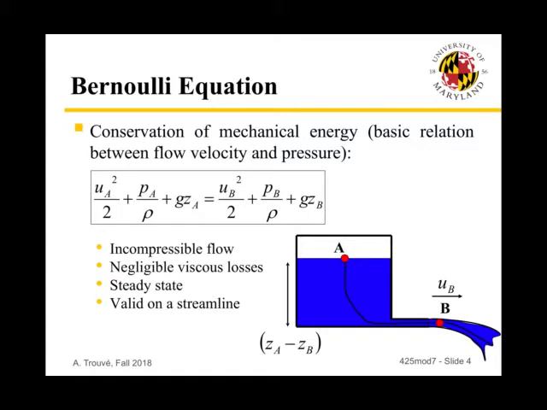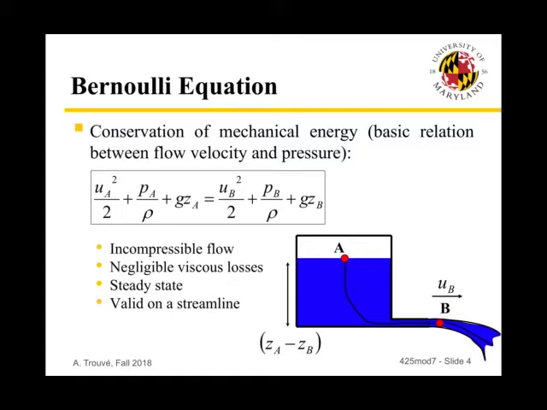If you draw a streamline from a point A to a point B, you can write that the total energy of the flow, meaning the kinetic energy per unit mass plus the pressure energy plus the potential energy that measures the energy associated with elevation, is conserved to first order, if you neglect losses, as the flow goes from A to B. So the total mechanical energy of the flow at A is equal to the total mechanical energy of the flow at B.